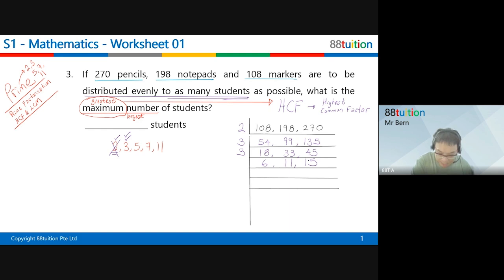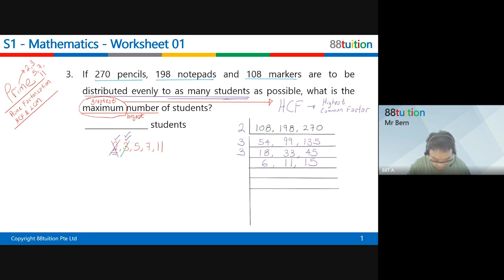Woohoo! And children, you stop here. You ask yourself, any more number down here, any more number which can be used, so that these 3 numbers, when it divide by the next number, it can be divisible by 1. Got or not? All right, can we divide by 3 again? 6 and 15 can, but 11 cannot. So cannot use 3 already.